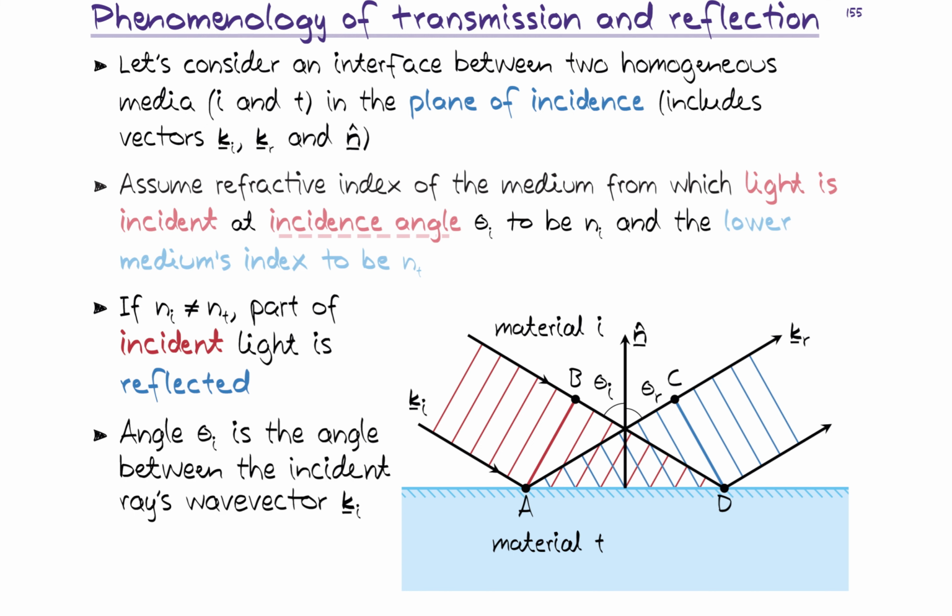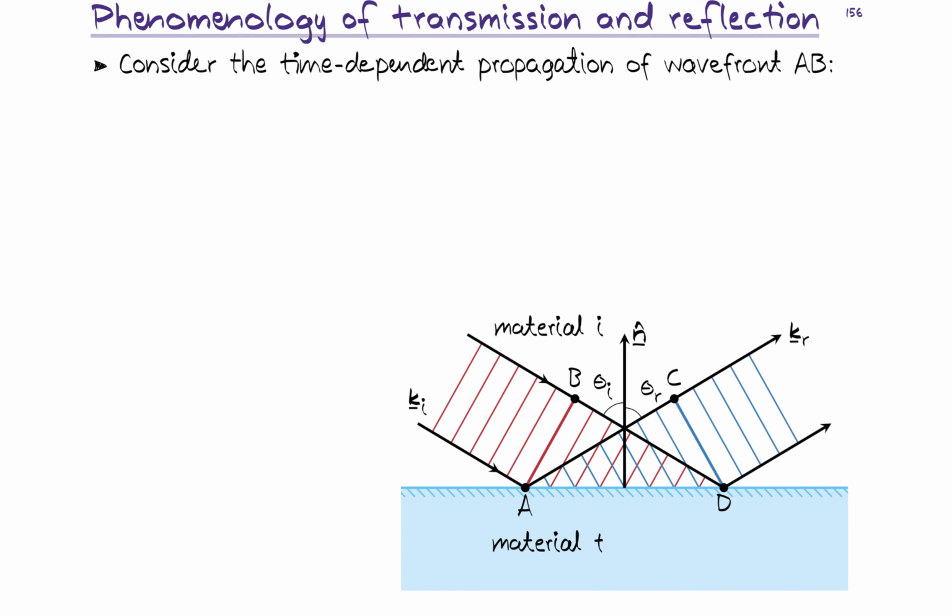The angle theta I is the angle between the incident ray's wave vector Ki and the surface normal, and please note that this is the way we define the angle of incidence in optics. And now let's try to understand things by looking at the wavefronts. We can consider how a wavefront AB, defined in the figure with a slightly bolder red line, propagates, this one specific wavefront.